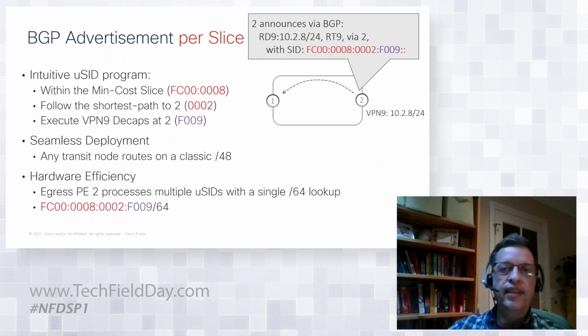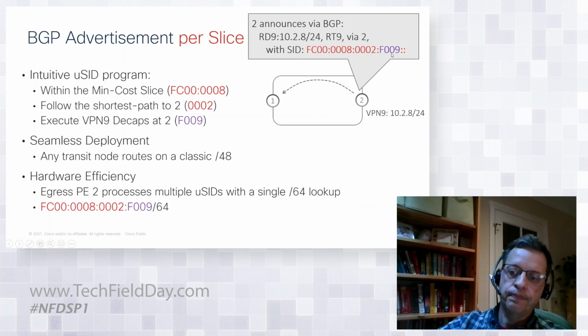And if you wanted to advertise a prefix in the VPN where you want that prefix to be carried minimizing the delay towards the BGP next hop, then BGP will advertise a different SID. Instead of advertising the instruction of going to 2 via the minimum cost, in blue, now it is in red, minimizing the delay going to 2. My VPN decap function is the same.